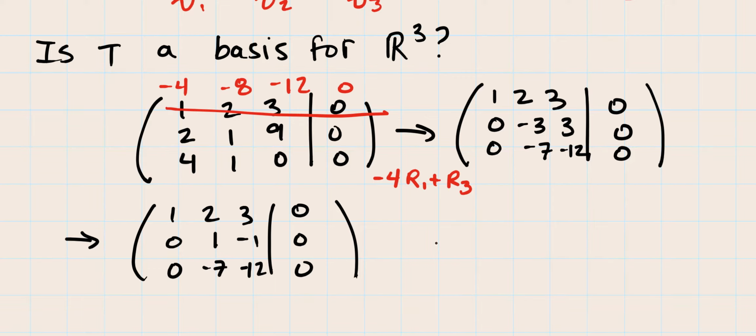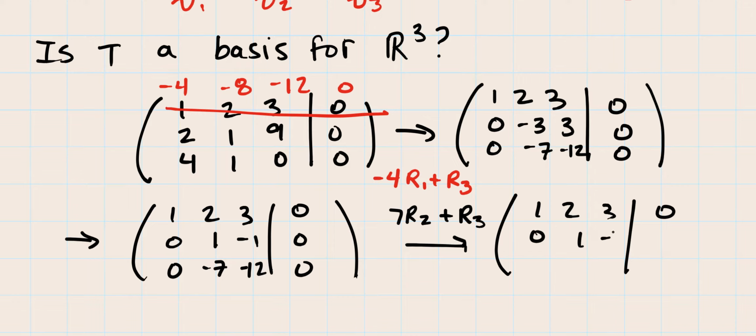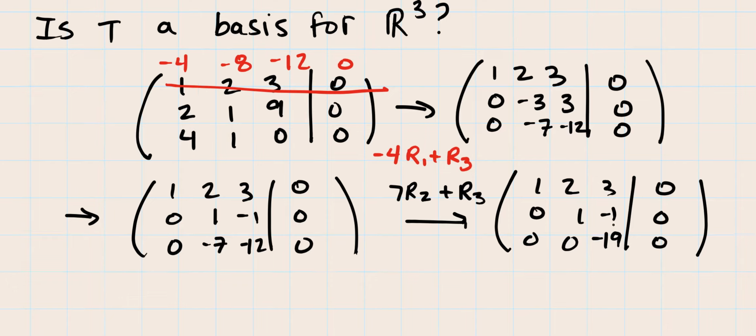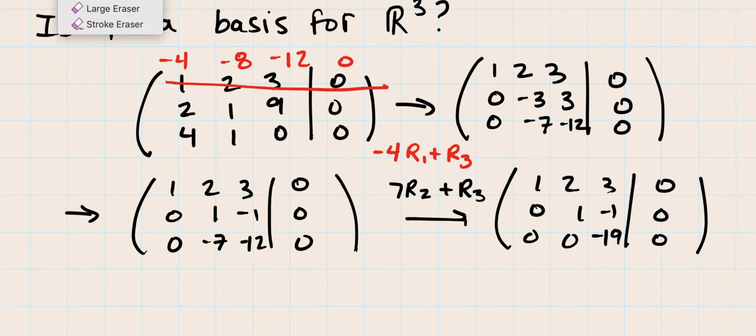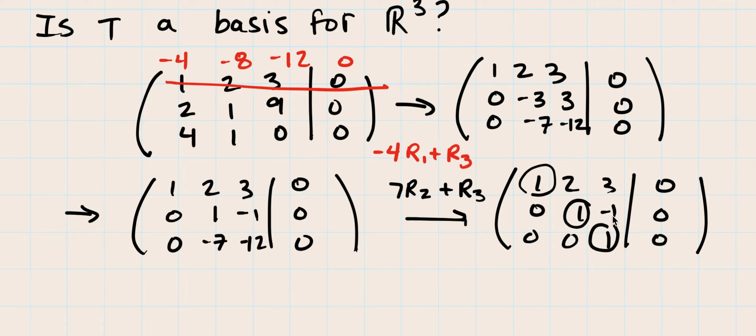Now I'm going to get rid of this -7, so I'm going to multiply the second row by 7 and add it to row 3. And I'll get 0, 0, -19, 0. So 7, -7, yeah, I think that's right. And then we can just divide this one by -19. In fact, let's just go ahead and do that. Okay, and I really don't have to go any further because I can tell that I have 3 pivots, 1, 2, 3, and I can zero out everything else.